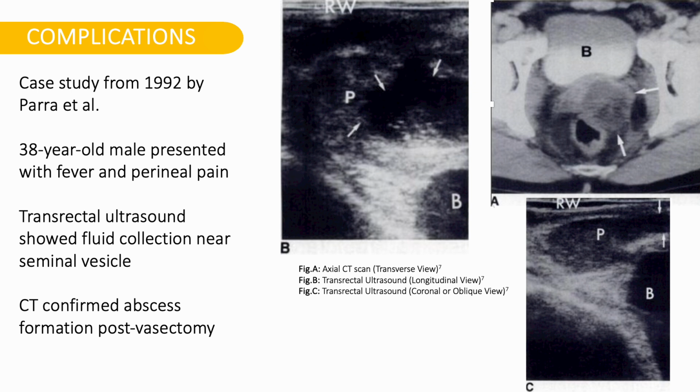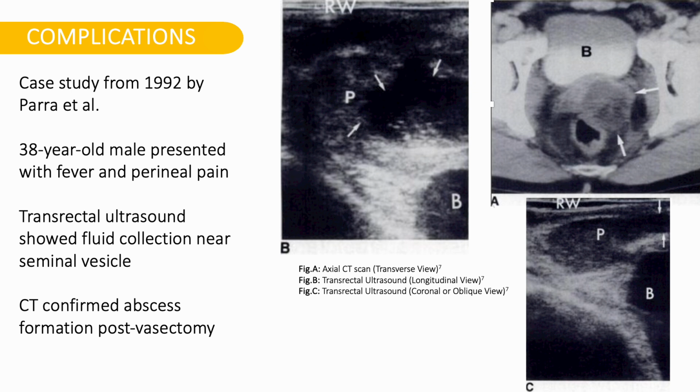The bladder, B, is clearly visible, and posterior to it is a hypodense region indicating a fluid collection adjacent to the seminal vesicle. This matches the expected location anatomically, which is posterior to the bladder and superior to the prostate. Figure B is a transrectal ultrasound taken in a sagittal plane. The prostate, P, is visualized anteriorly, and superior to it is a dark hypoechoic area representing the abscess cavity. This confirms that the fluid is collecting in the anatomical space surrounding the seminal vesicle.